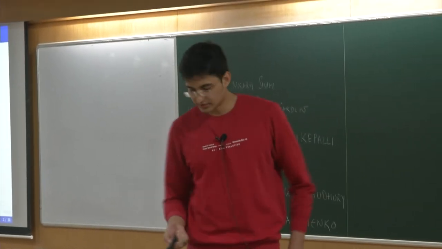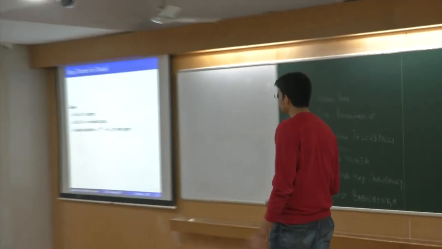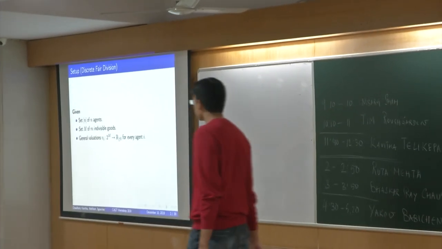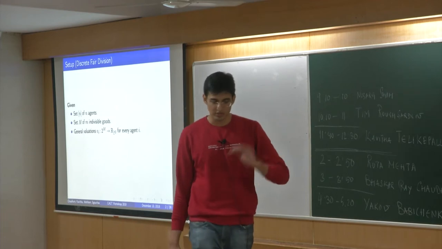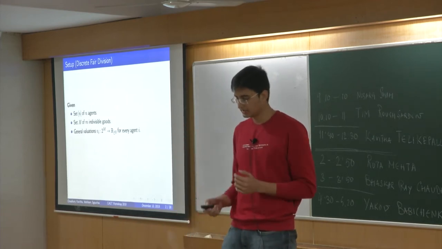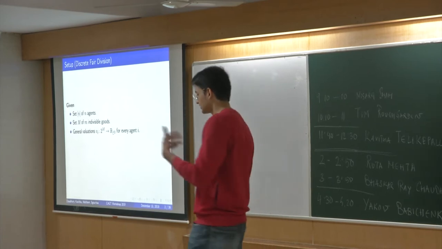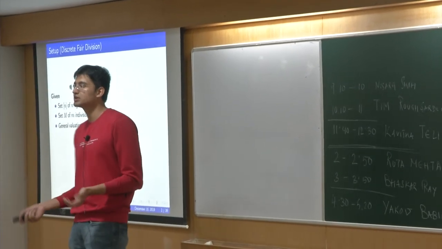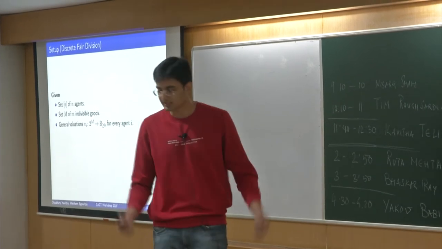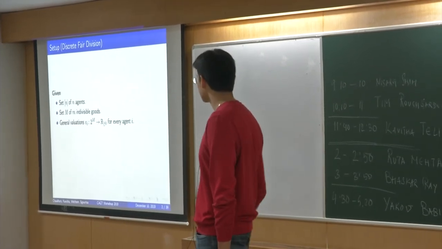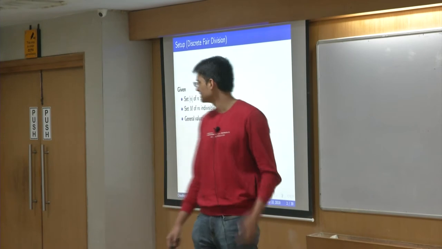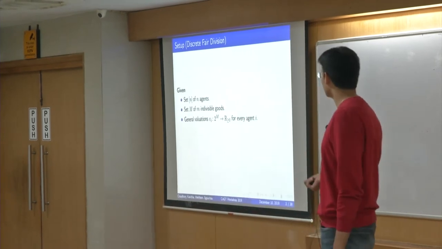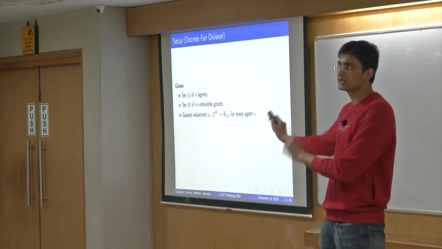This captures how much utility this agent derives from any subset of these goods. And the important part of this talk is that I'm going to make the assumption of general valuations. By general valuations, I mean valuations which are just monotonic and normalized. By monotonic, I mean that if I give an agent an extra good, then he will not be worse off. His valuation would be at least at the same point as it was before. And by normalization, I mean that if I give an agent nothing, he has zero units of utility. These are usually reasonable assumptions. And unless specified otherwise, we are always dealing with general valuations.